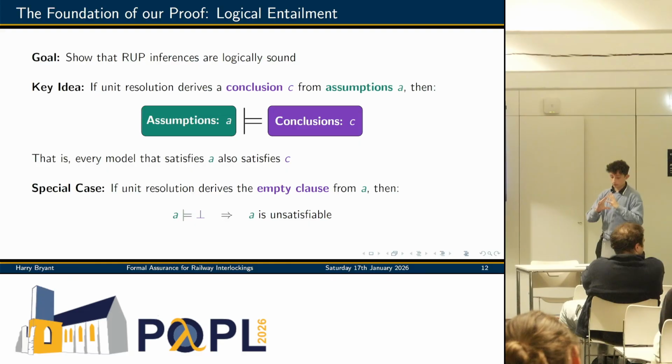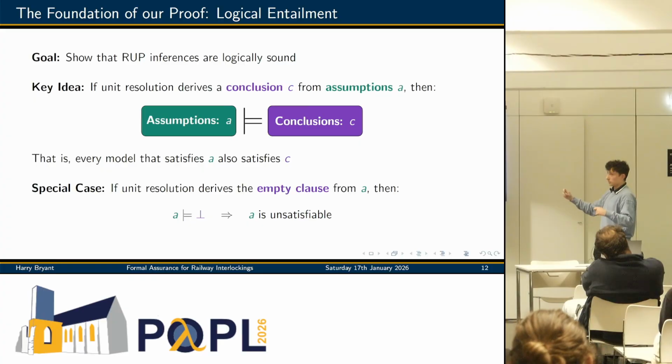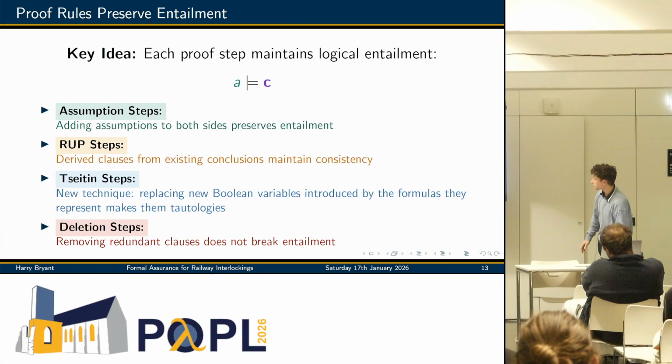And then the critical thing at the end is if the unit resolution derives the empty clause from the original set of assumptions, it therefore means that the assumptions have to model falsity, which obviously can't happen. So we have that the original formula is unsatisfiable and our proof is therefore valid.